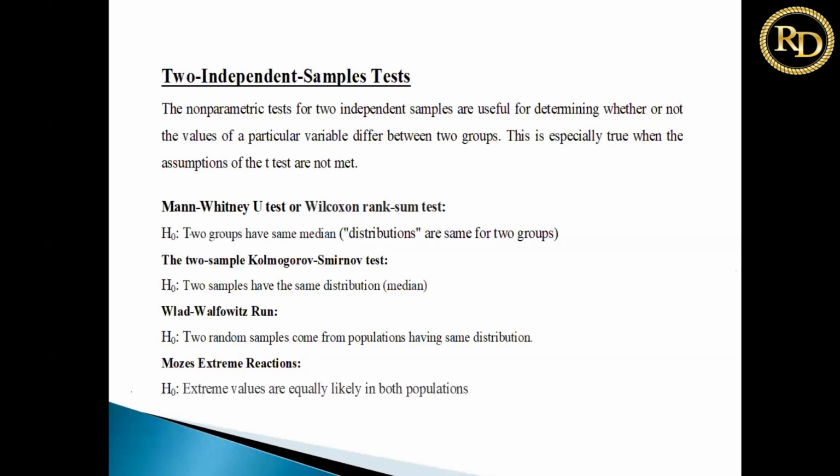Now we come to two independent sample tests. In parametric, we have discussed the independent sample t-test, and here we will be discussing the Mann-Whitney test. The non-parametric tests for two independent samples are useful for determining whether or not the values of a particular variable differ between two groups. This is especially true when the assumptions of the t-test are not met. Basically one assumption of the t-test is that the parent population is normally distributed. So whenever the population is non-normal and we wish to compare the equality of, say, mean or median of two groups, then we apply the non-parametric alternative to the independent sample t-test, and that is the Mann-Whitney test.